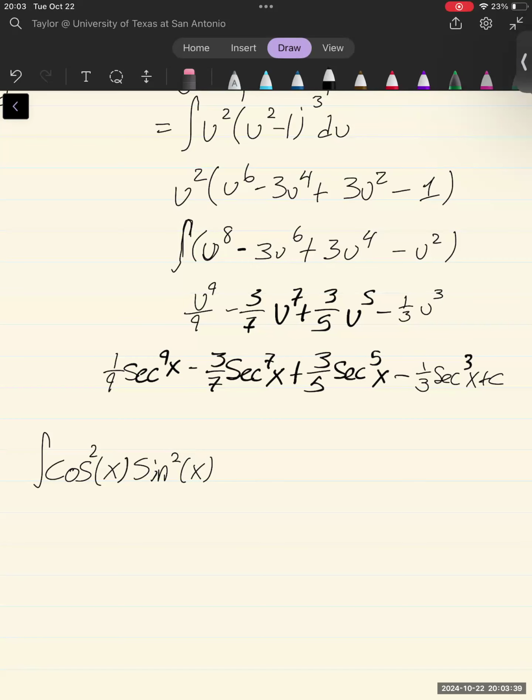Where sine is squared and cosine is squared, cosine squared would equal 1 plus cosine 2x over 2, and sine squared would equal 1 minus cosine 2x over 2. Right. So we can do this one. Oh yeah, that's the half angle one. That one's not too bad.